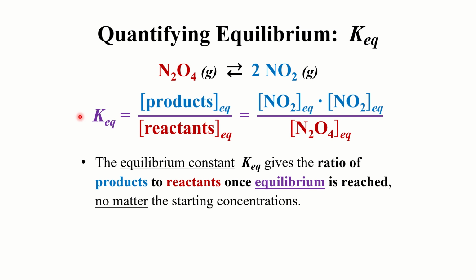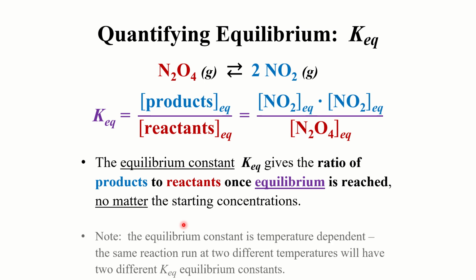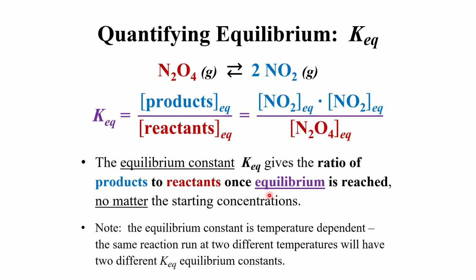Generally speaking, though, the capital K here refers to an equilibrium constant. An equilibrium constant is calculated by taking the concentration of the products over the concentration of the reactants. So it is always products over reactants. This equilibrium constant gives the ratio of products to reactants once equilibrium is reached, no matter the starting concentrations. I do want to note that this equilibrium constant is temperature dependent. The same reaction run at two different temperatures will have different Keq constants, and we will investigate that further as we learn more about equilibrium.